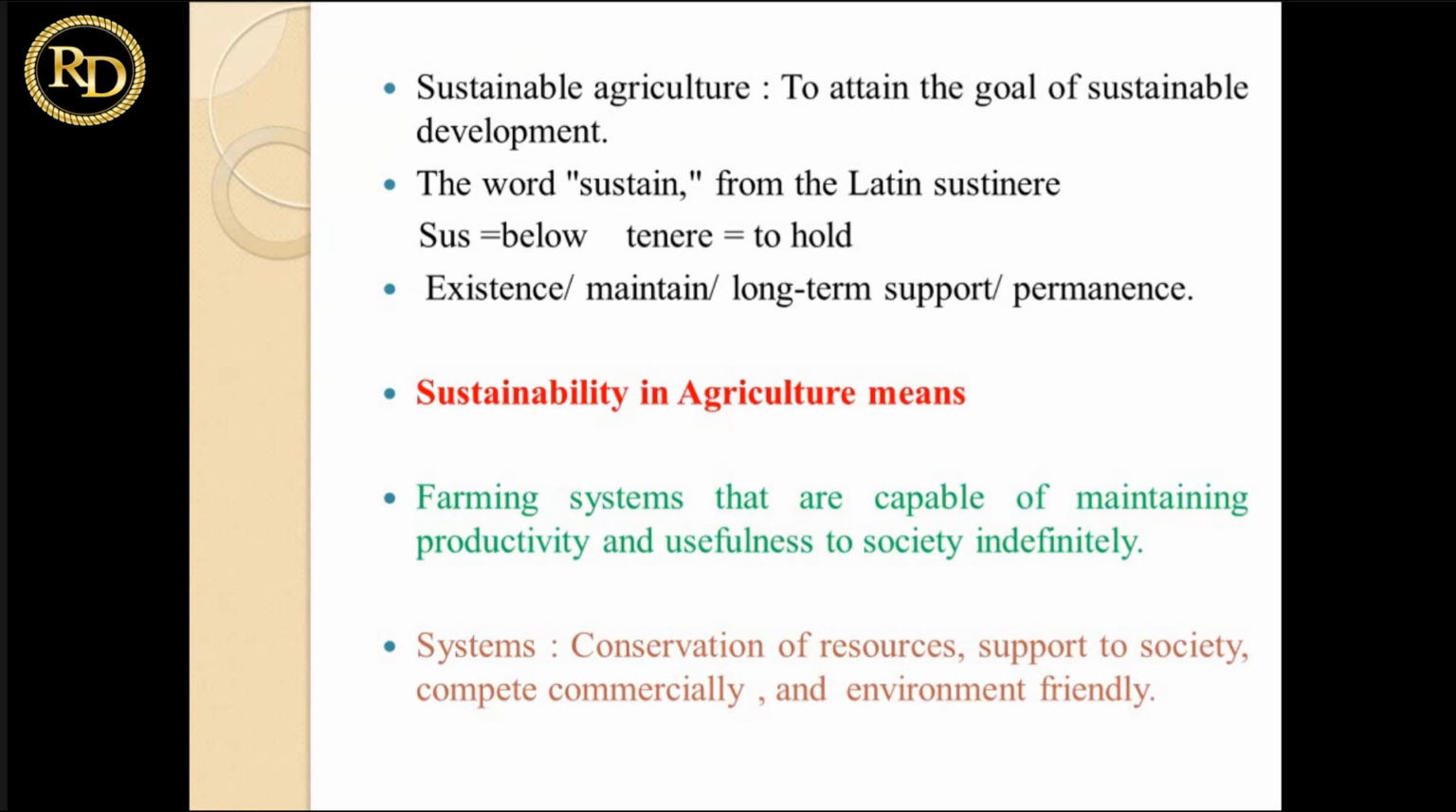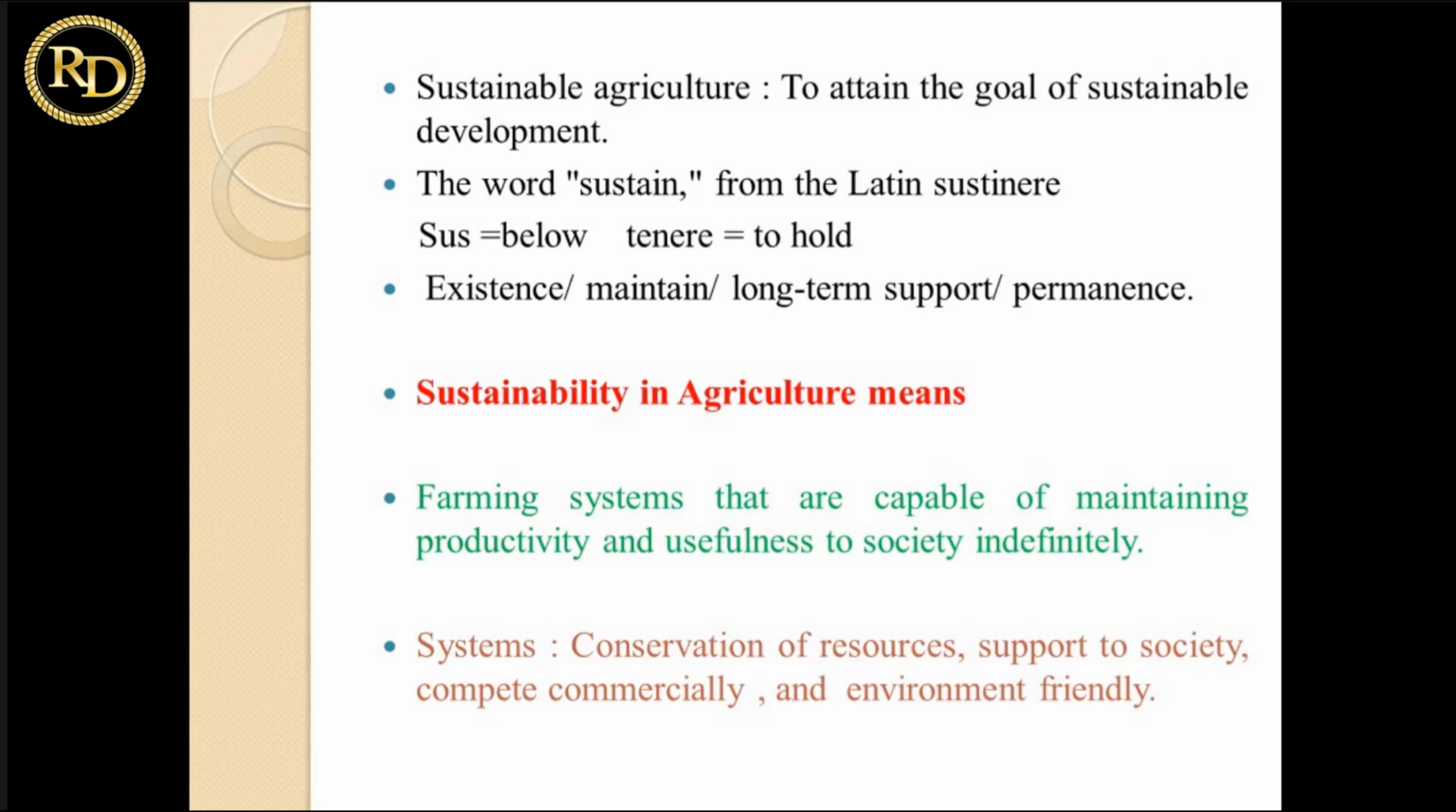But when we correlate the words agriculture and sustainable together, what does sustainability in agriculture mean? It says farming systems that are capable of maintaining productivity and usefulness to society indefinitely. So this is the meaning of sustainability in agriculture. We are talking about a system. Which system? The farming system. And that farming system must be capable.